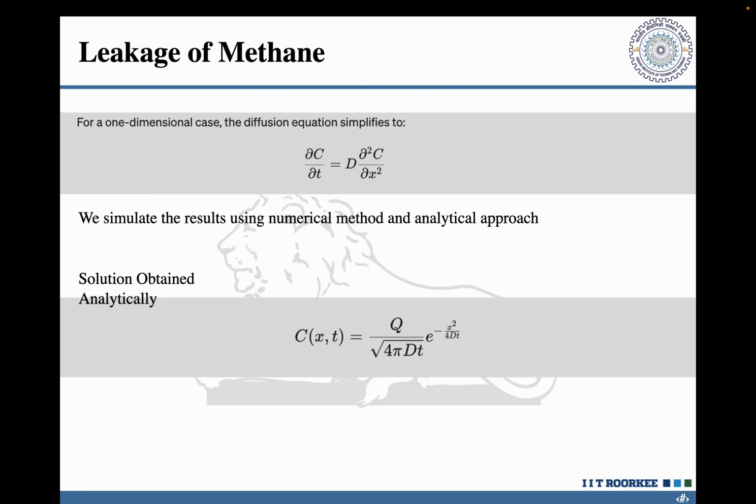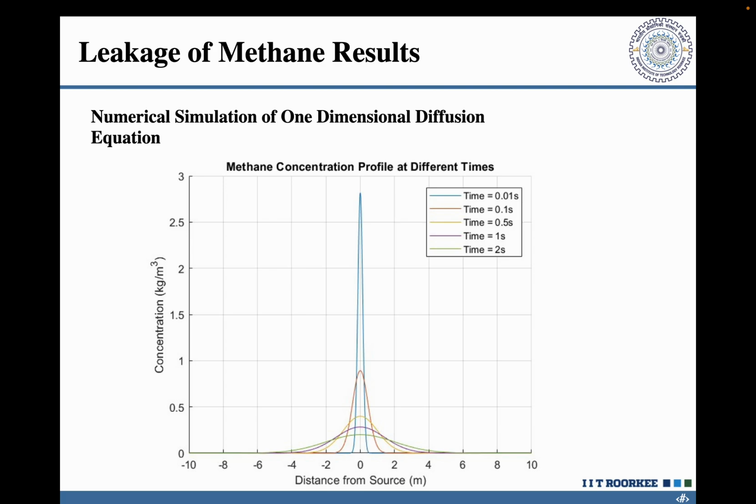Then we also do a source modeling of methane leakage, for which we utilize a one dimensional diffusion equation, which is given as such, and we simulate it. We use an analytical approach to find the solution of this, and also a numerical method, that is the finite difference method, to find the plot. And we get this kind of plot where we can see that with increase in time, the concentration of methane around the source decreases, and it starts spreading in one direction, that is the x direction.